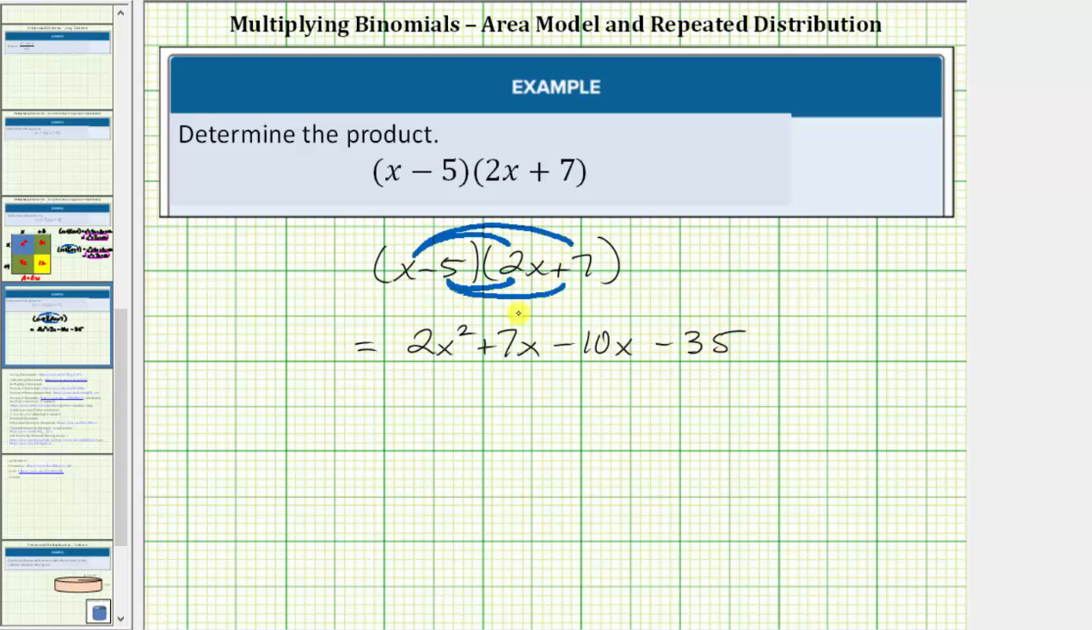And now we simplify by combining like terms. 7x minus 10x equals negative 3x. And therefore the product simplifies to 2x squared minus 3x minus 35.